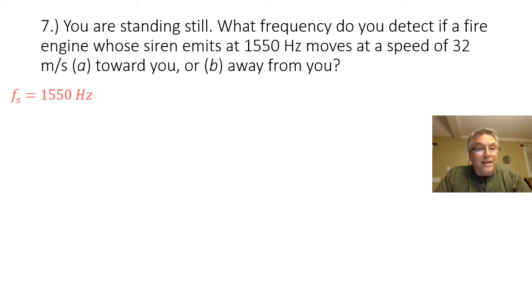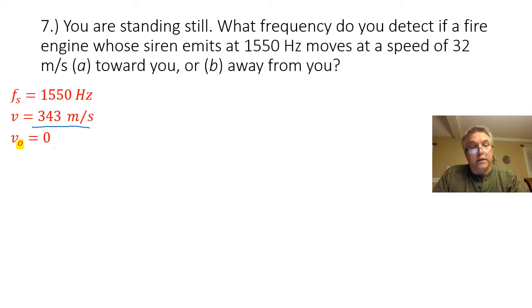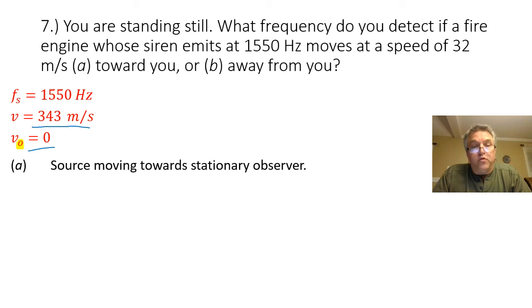So our frequency again is 1,550 hertz. The velocity is still going to be 343 meters per second because we are assuming room temperature of 20 degrees Celsius, because we're not specifying anything else. And now the velocity of the observer is 0. So now the observer is stationary. If the source is moving toward the stationary observer, the velocity of the source is going to be 32 meters per second. And we are still looking for the frequency of the observer.